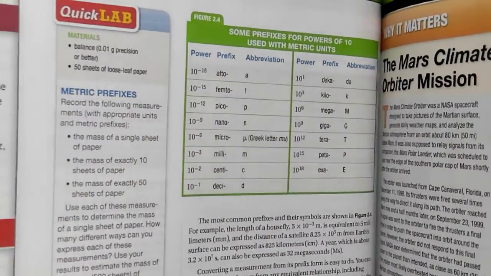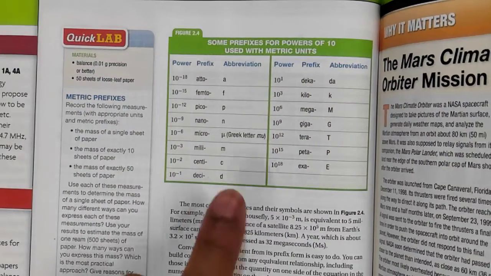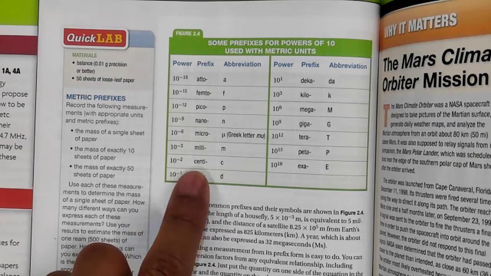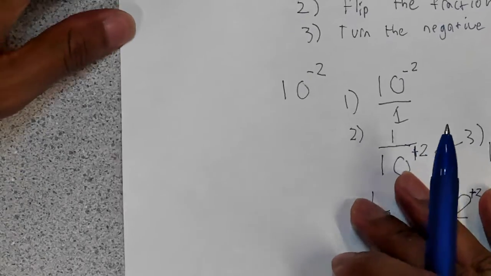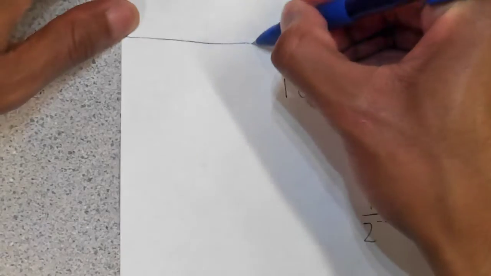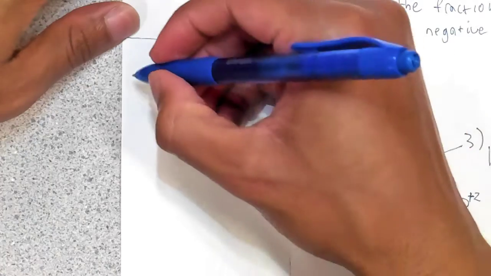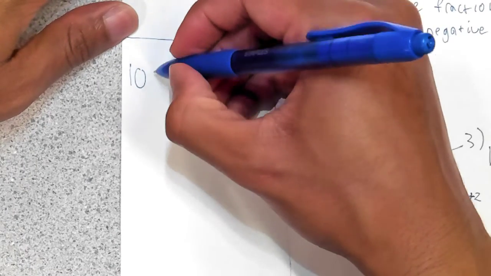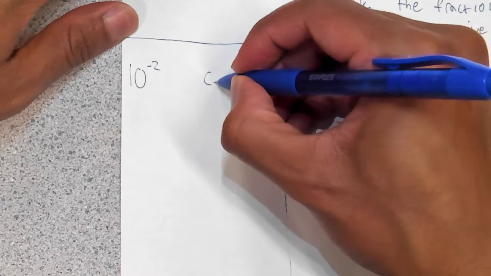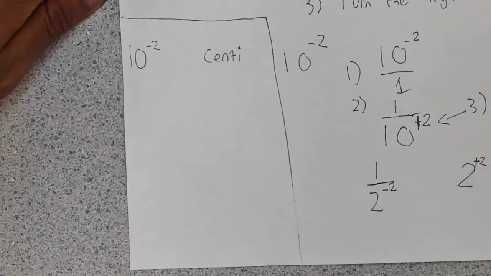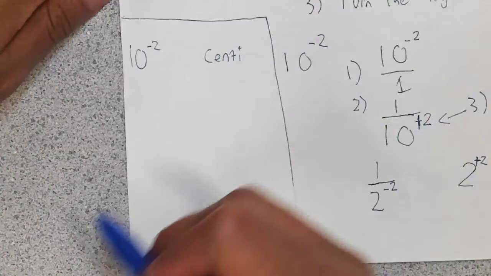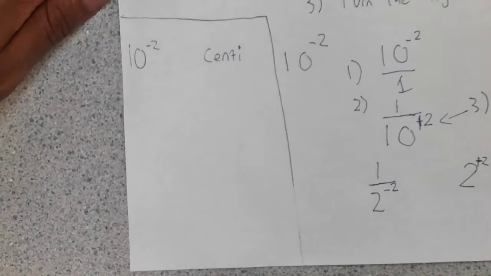So I'm interested in this line right here, 10 to the negative 2, centi. I'm going to write that down. I'm going to make some more room over here. 10 to the negative 2, centi. So this is the way that I like to look at it. We just pull this information straight from the conversion chart, but now we need to know what to do with it to make it more useful.